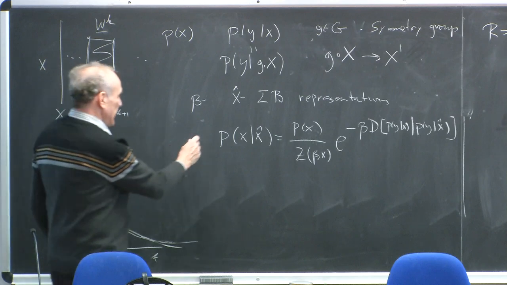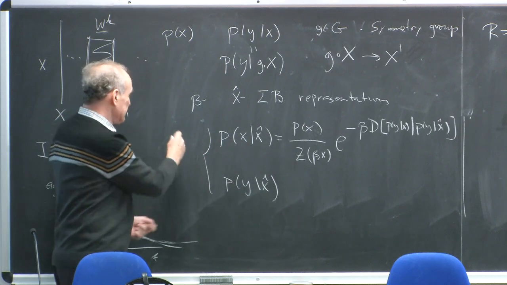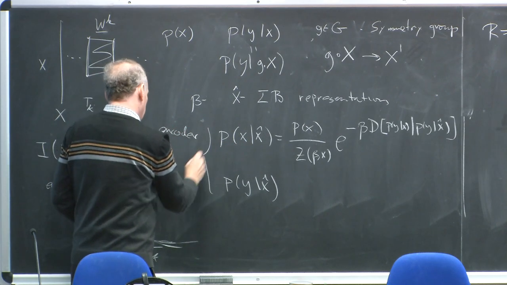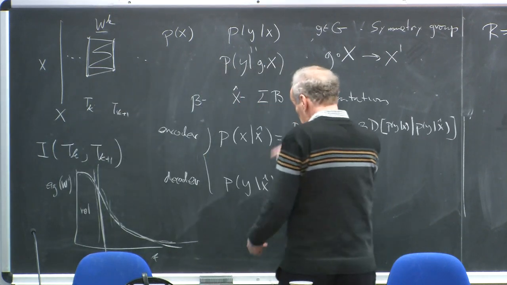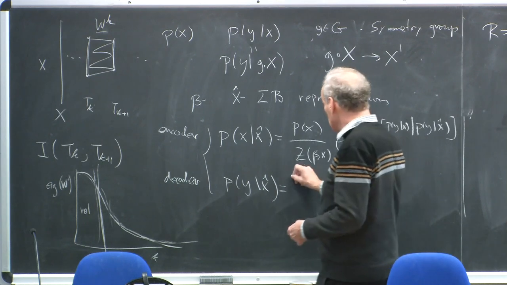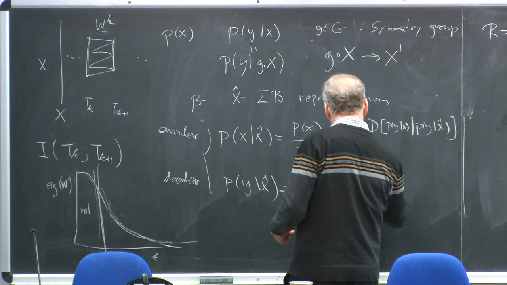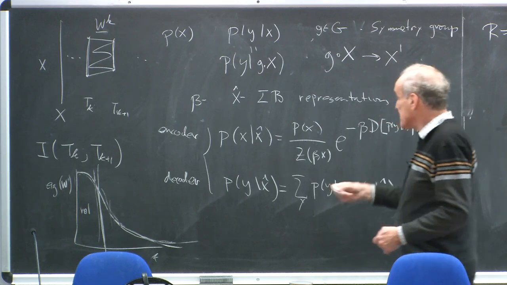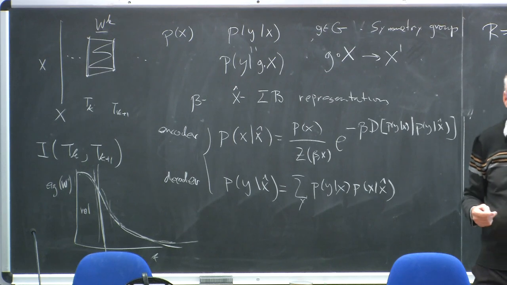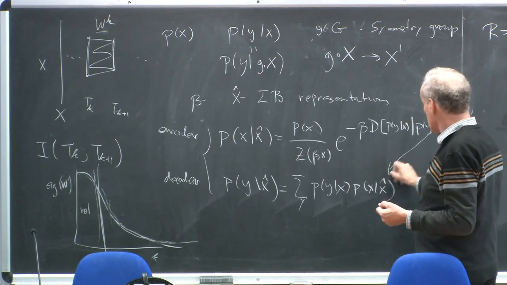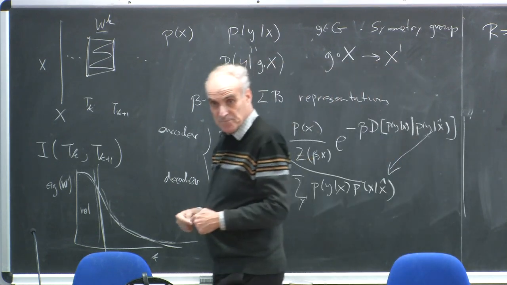And remember, we had two equations. We had this one and we had this one, p of y given x hat, so this is the encoder. And this is the decoder. And the information bottleneck solution is the optimal, what I call the Bayes optimal decoder. So these two equations are satisfied simultaneously. So every point on the blue curve is made out of these two solutions. This is this, and this is this. I mean, they are self-consistent.